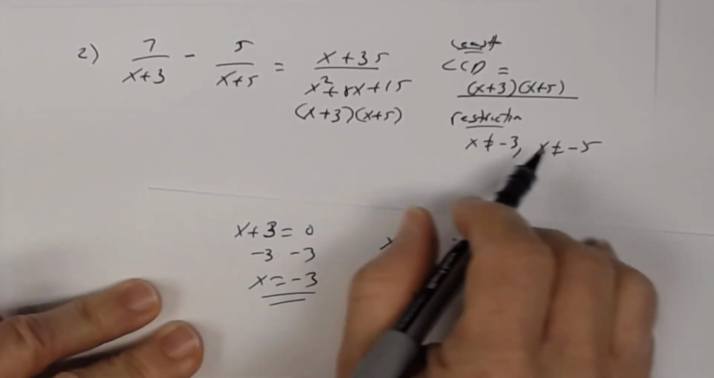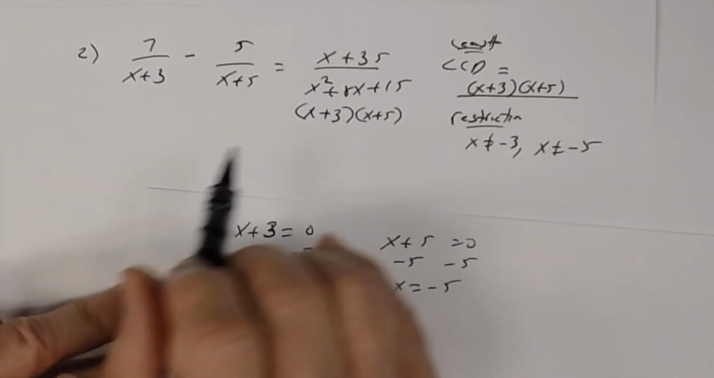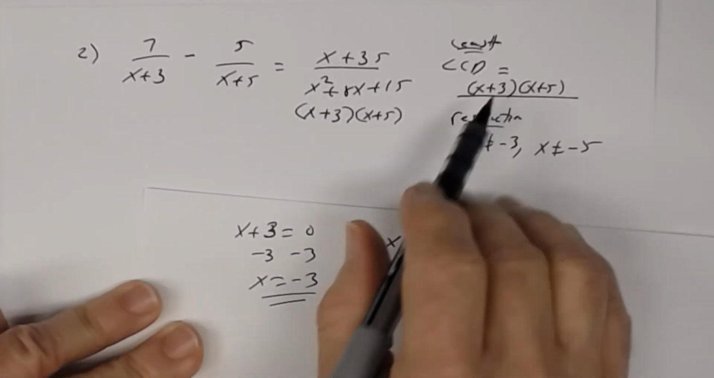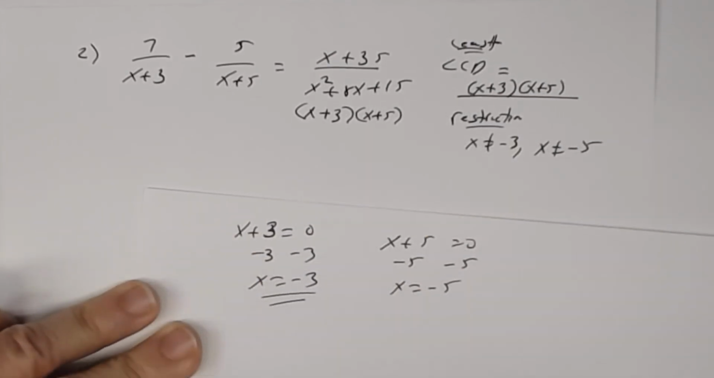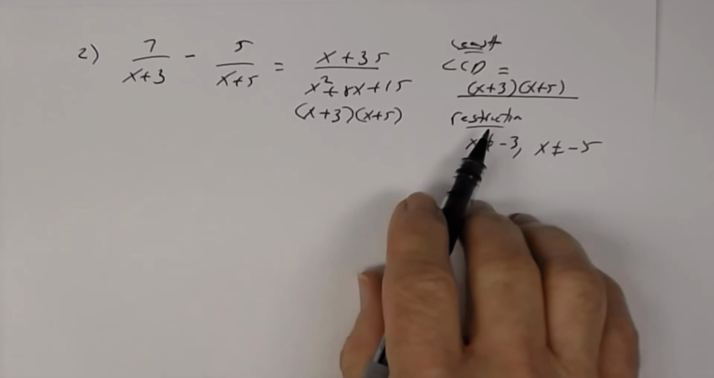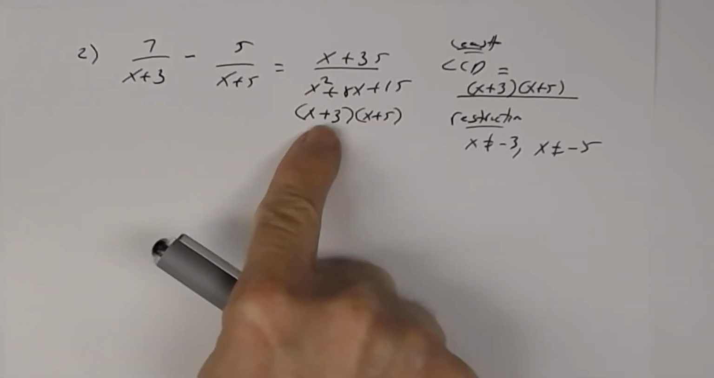So these are the only two values of x that will make at least one of those undefined. And all I did was just got it from the least common denominator. So those are your two restrictions. So once you find your least common denominator and once you find your restrictions, then the next step is to multiply both sides by the LCD.